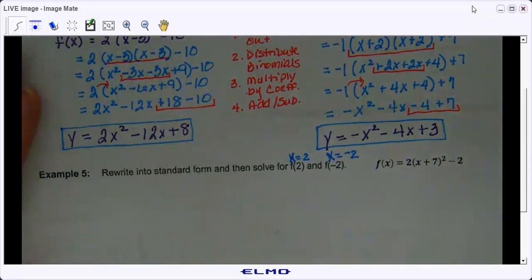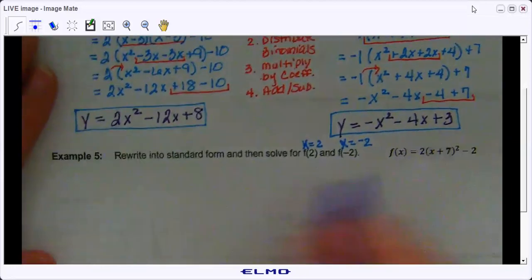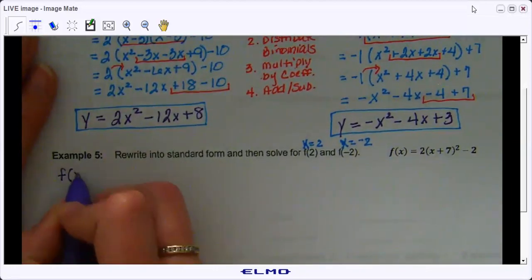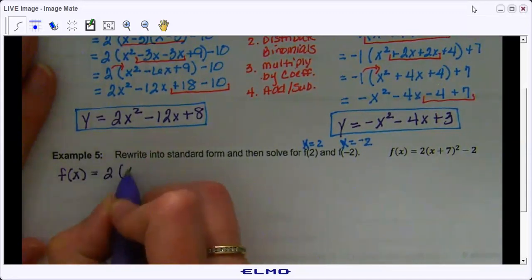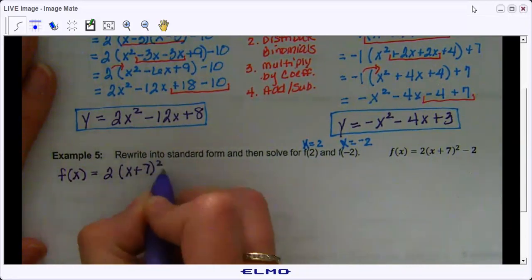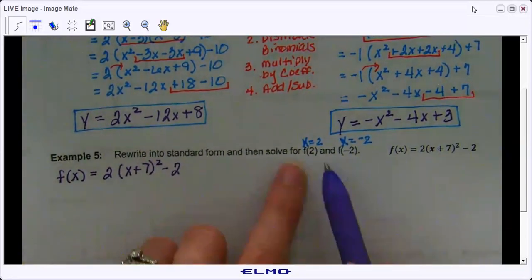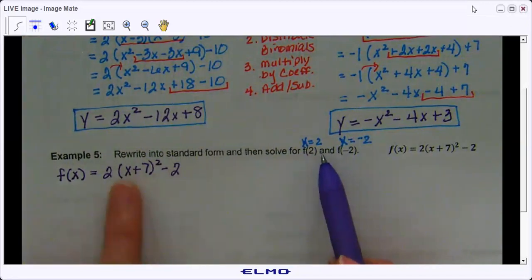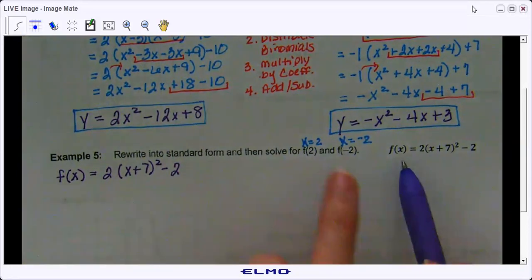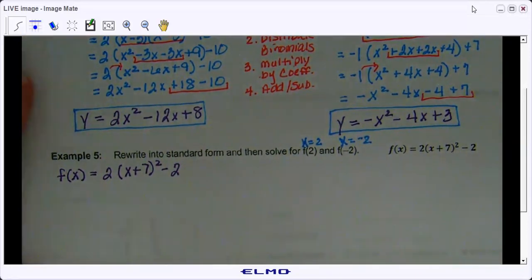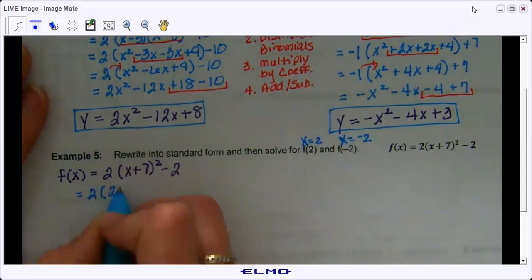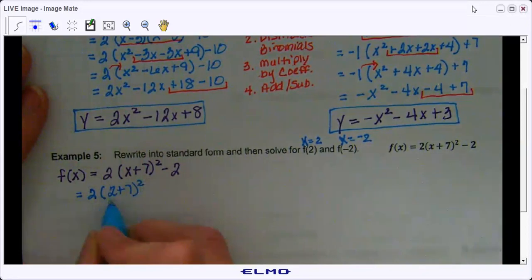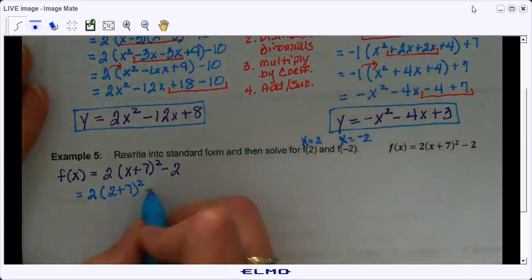So let's go ahead and I'm going to write out this equation here. So f of x equals 2 times (x plus 7) squared minus 2. And you're going to plug 2 into the equation for x and solve for y. Then we'll do -2. It's two separate works. So we have 2 times (2 plus 7) squared. I got my 2 from this up here, minus 2.